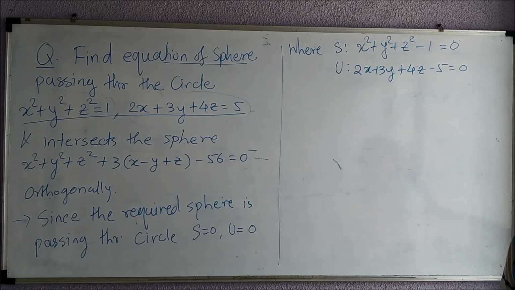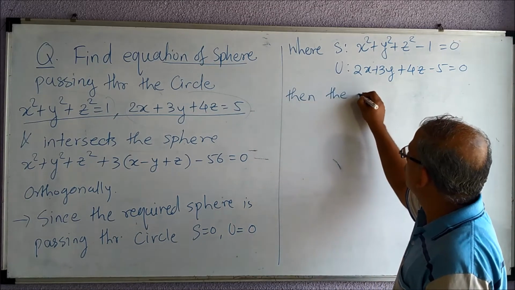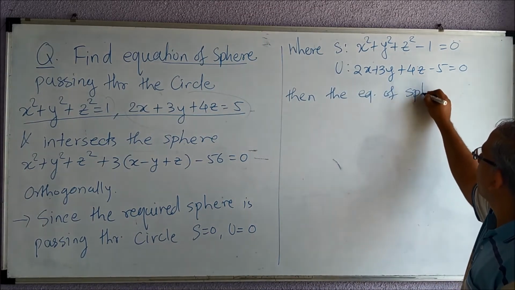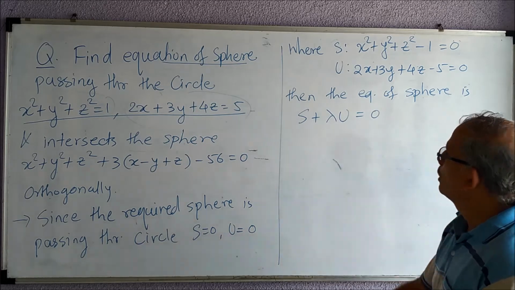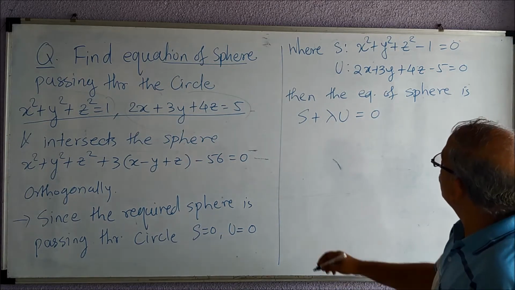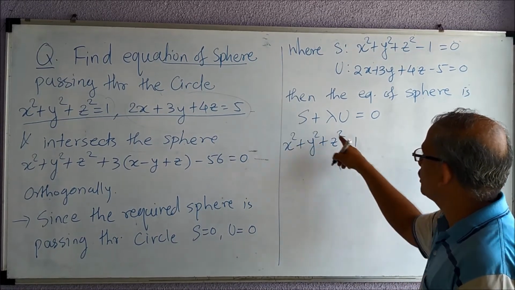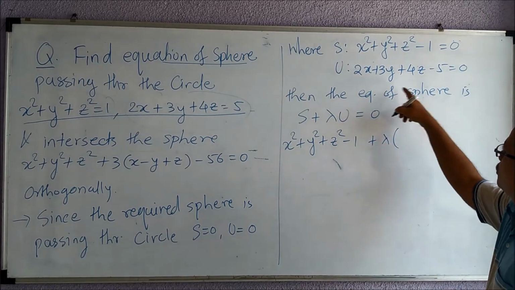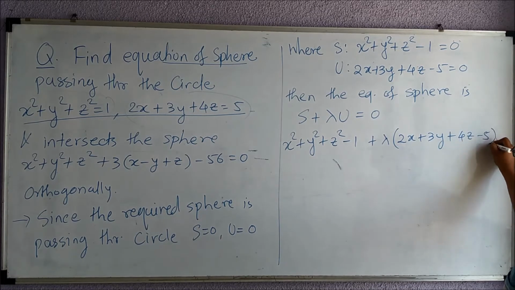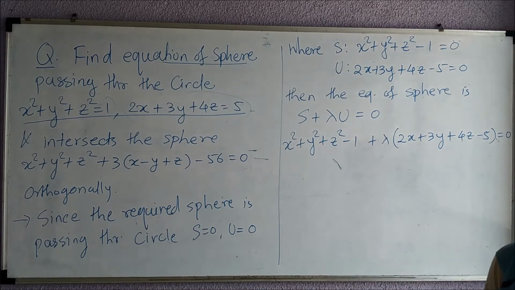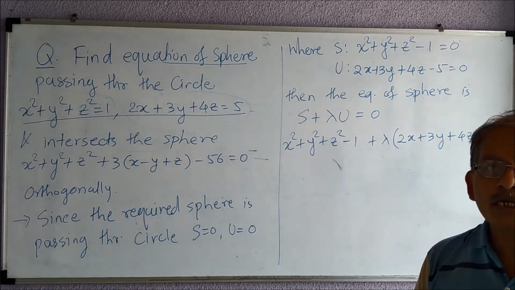So what is the equation of that sphere? Then the equation of the sphere is S plus lambda U equal to 0. Let me write that: x square plus y square plus z square minus 1, this is the S part, plus lambda times the U part, 2x plus 3y plus 4z minus 5 equal to 0. Now we have obtained our sphere actually. The only thing is that this lambda needs to be calculated.